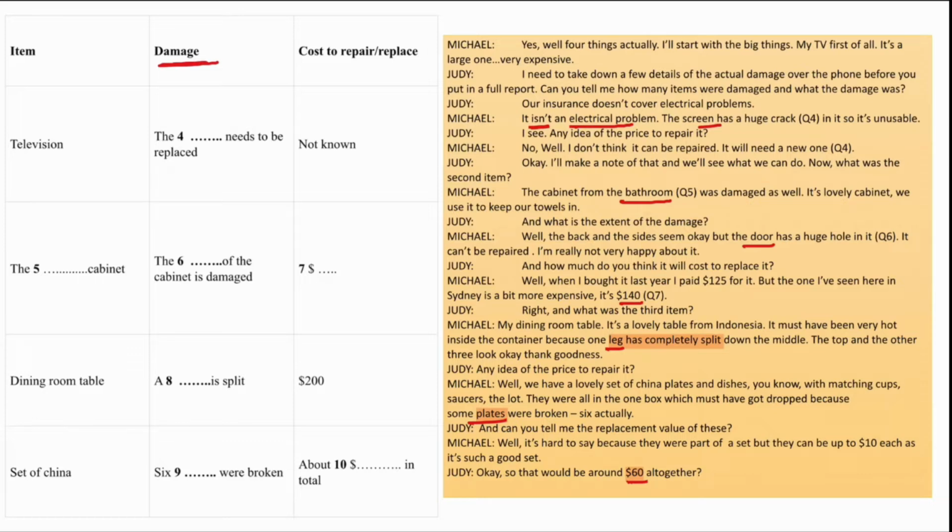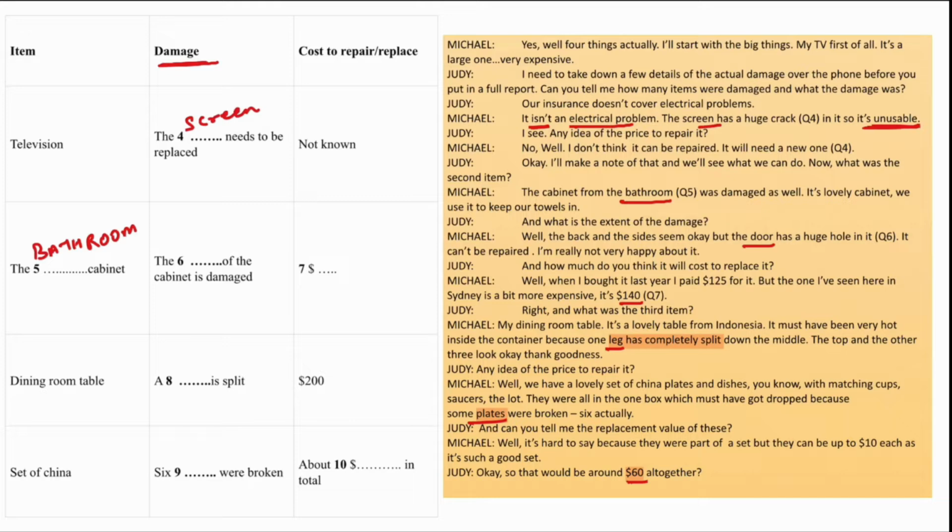So he said, finally, the screen has a huge crack in it, so it is unusable. That means the answer is screen. You will write it in capital letters. Then comes fifth. Michael said the cabinet from the bathroom was damaged. So here the answer is bathroom because they are talking about the cabinet of the bathroom is damaged.